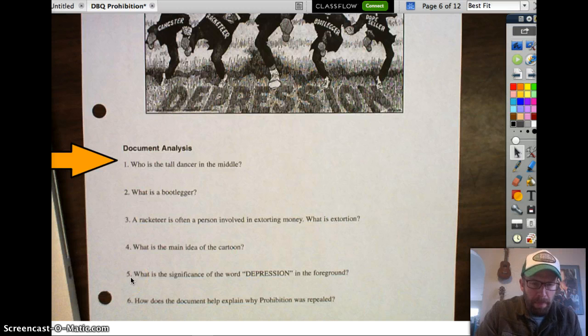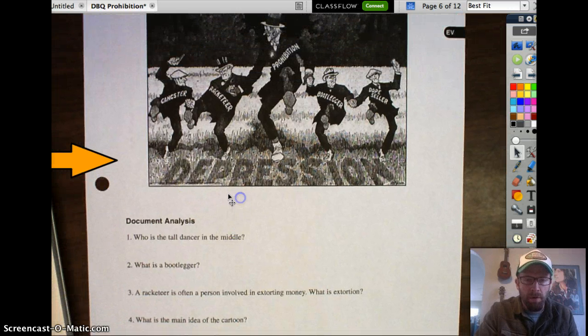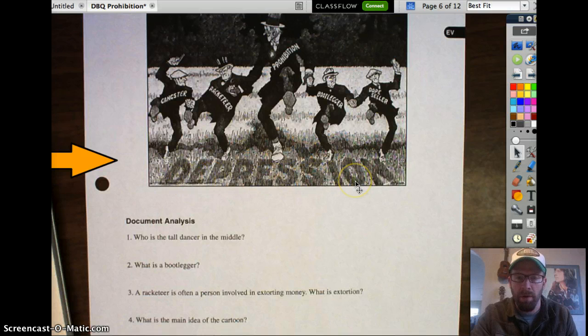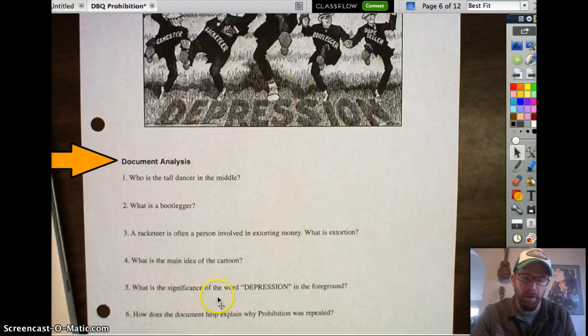All right, we're back. After you've answered number four, question five. What is the significance of the word depression in the foreground? They're marching towards the word depression, and they don't see it. It's in a field, so it's symbolic of something. What are they marching towards? Does that mean good times are coming? Does that mean bad times are ahead? What could that mean for these people that are happy here because of prohibition? What's going to happen to prohibition? Is it going to end? What would that mean for their business? Think about that. What is the significance of the word depression in the foreground? Go ahead and take a second to answer that.